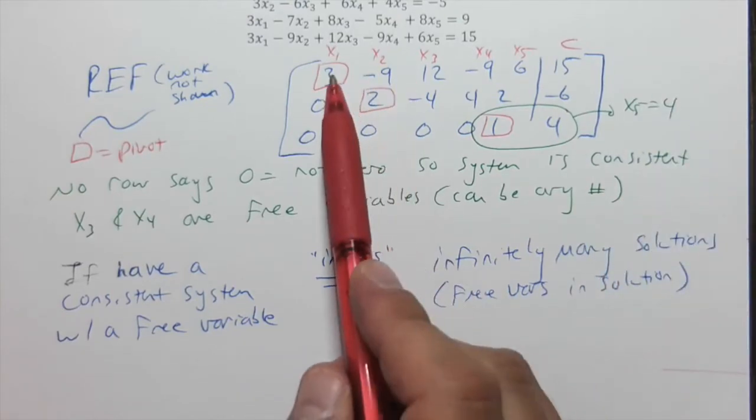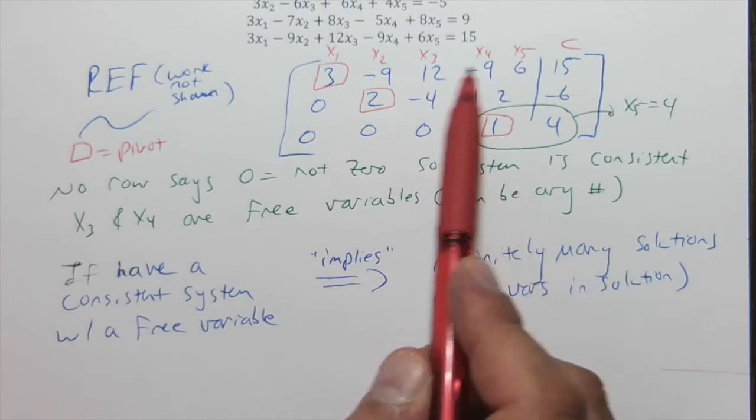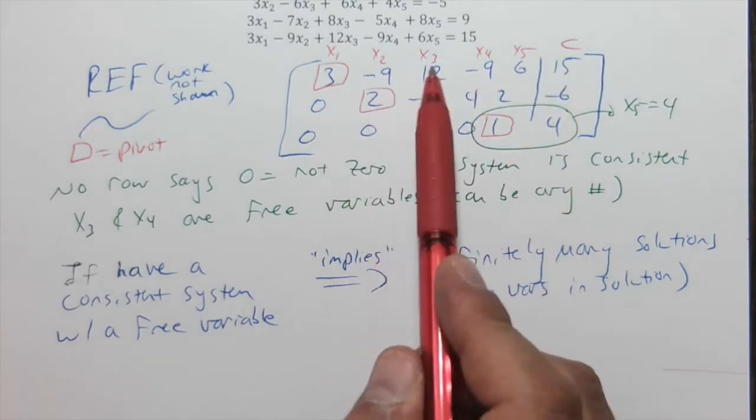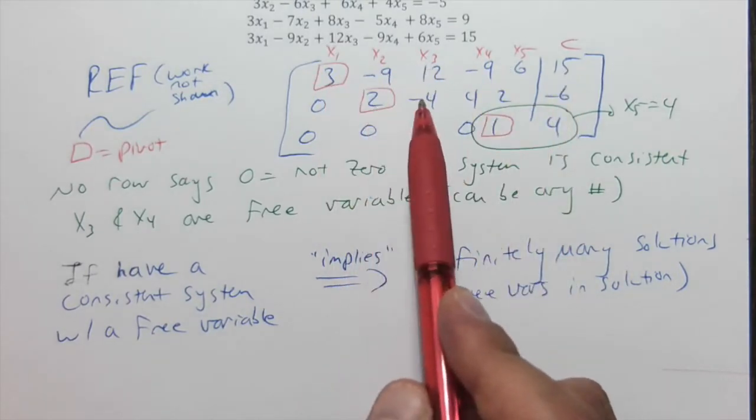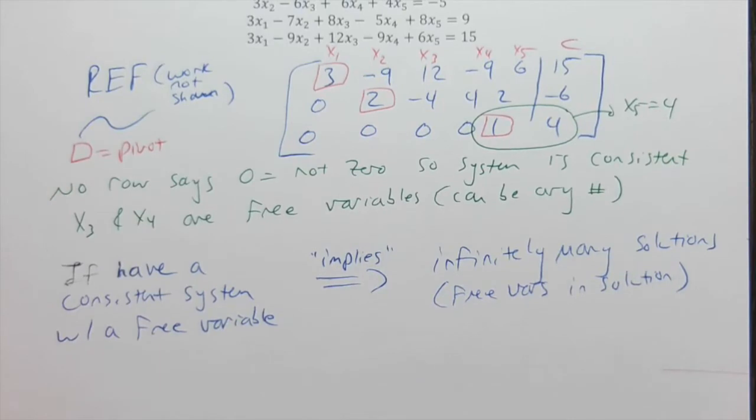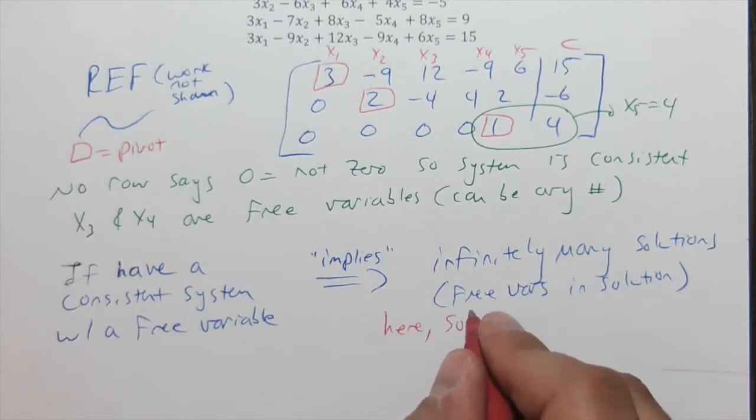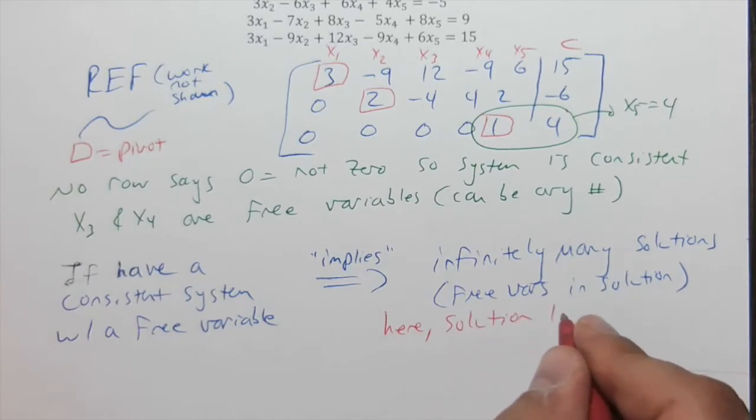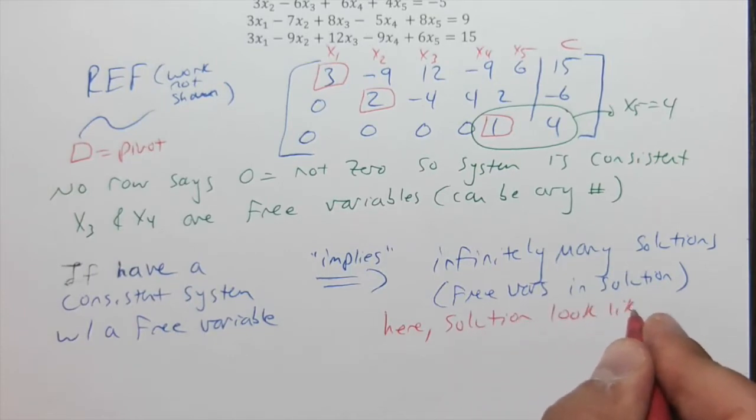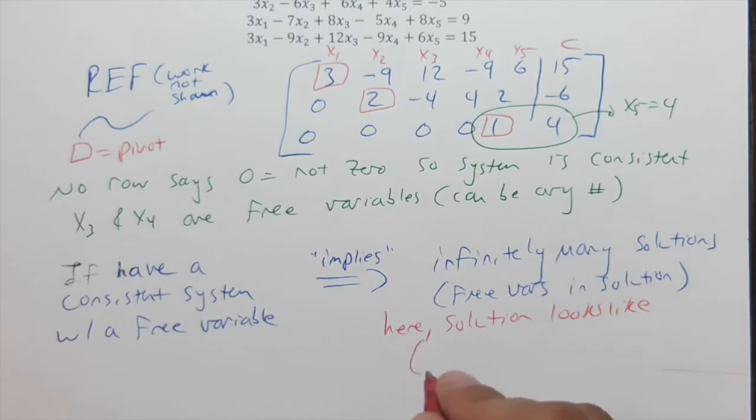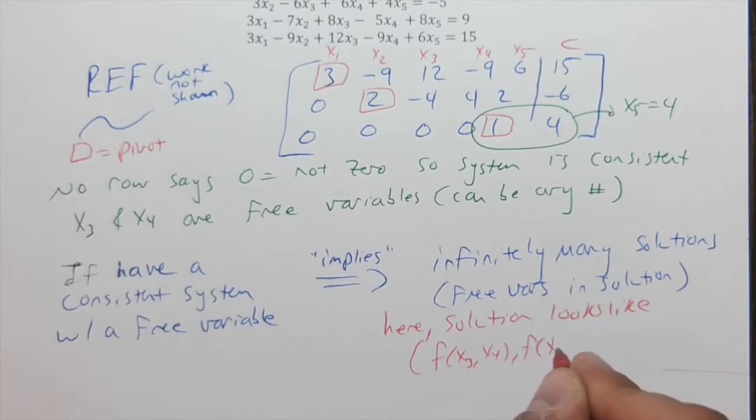And so you can see that if we wrote down the equation for x1, it would have these other variables in it, specifically the free variables. Same thing with x2. Let me just make that clear. In this particular case, the solution would look like this. So x1 is going to have free variables in it. x2 is going to have the free variables in it. So it's going to be functions of the free variables.